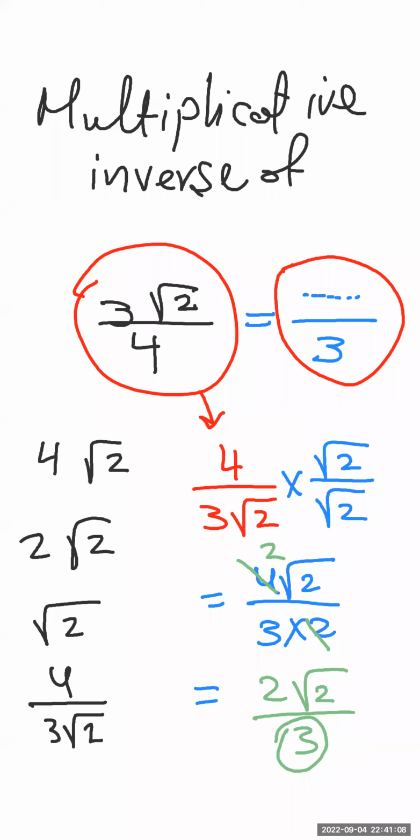The denominator here is 3 and here is 3. So the numerator will be 2 square root of 2. Right? From the choices, it's this one.